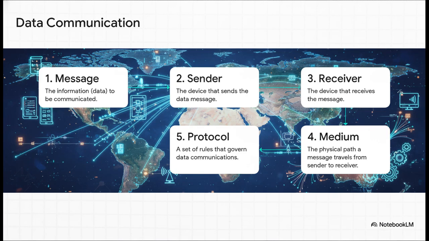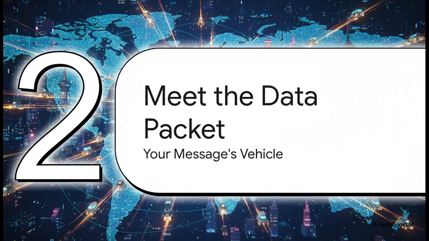So when we're talking about computers, we need 5 key things. We've got our message, our sender, and our receiver, of course. Then there's the transmission medium, the physical path, like fiber optic cables. But honestly, the most important piece of this whole puzzle is the protocol. Just think of it like a shared language. Without that set of rules, 2 devices could be connected, but they wouldn't have a clue what the other one was saying.